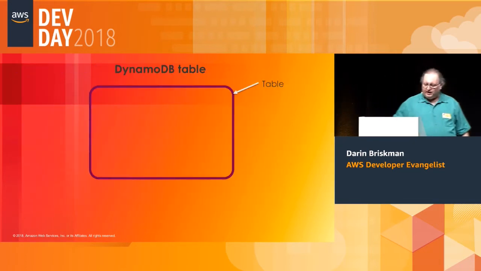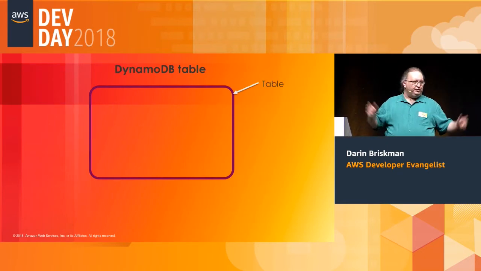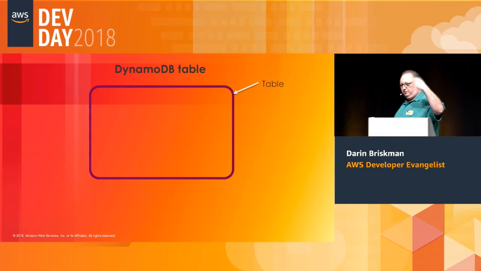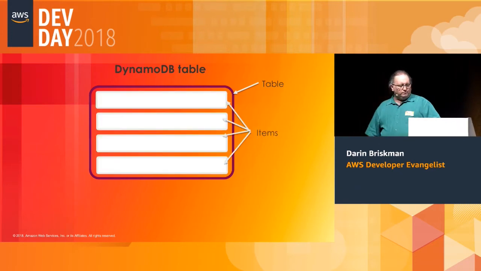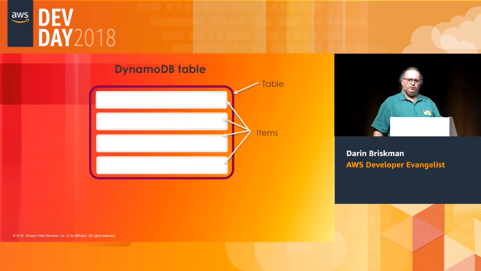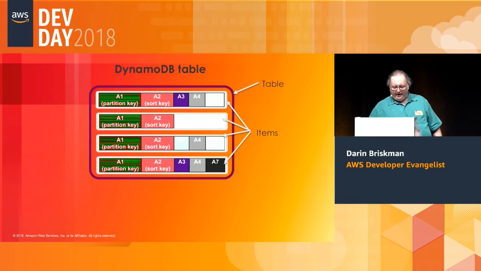All right, so what does Dynamo look like? Well, the basic function of Dynamo is a table. You define a Dynamo table in a region. So you can have a table in Frankfurt, or a table in Dublin, or a table in Virginia, or whatever. And then inside that table, I'll have items, kind of like a row. And then inside those items, I'm going to have attributes.